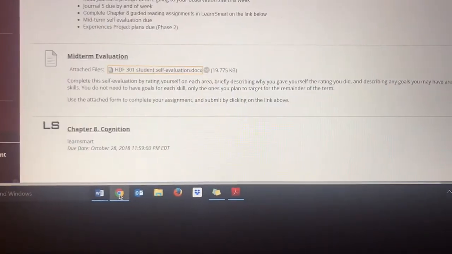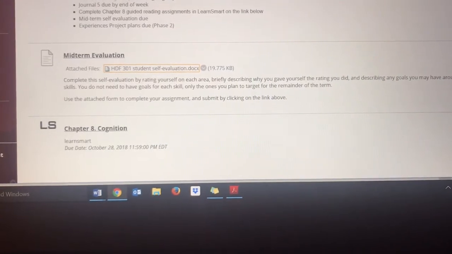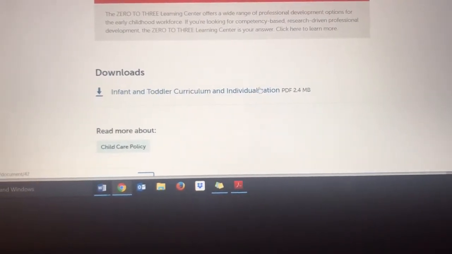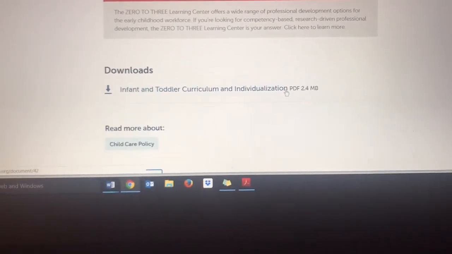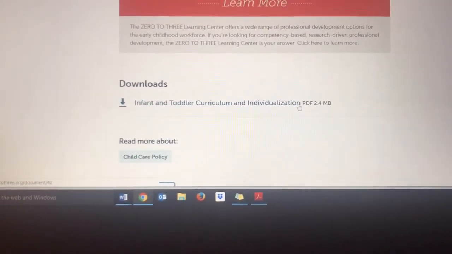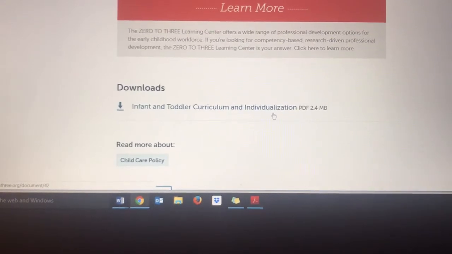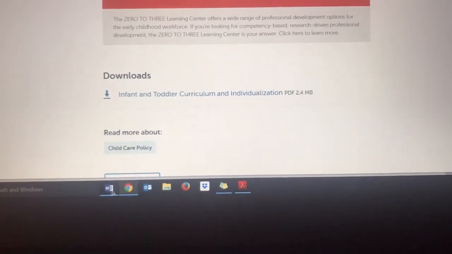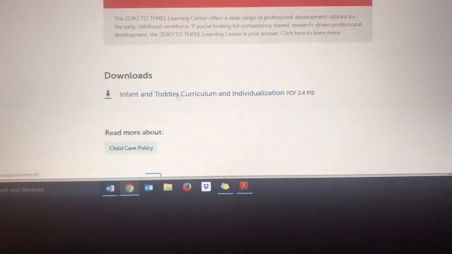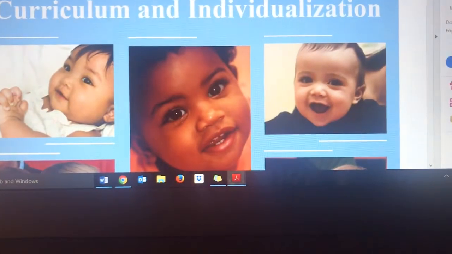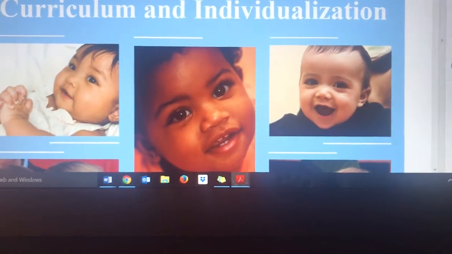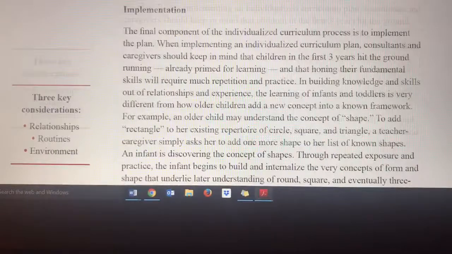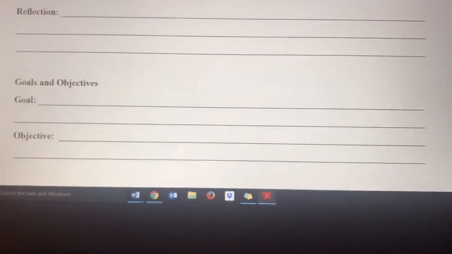Okay, the second thing I wanted to talk about is the paperwork. In the infant and toddler curriculum and individualization PDF, remember you go to page 31 in that document, and it will show you the form that you're using. I had this pulled up, I don't know what happened. So go down to page 31.